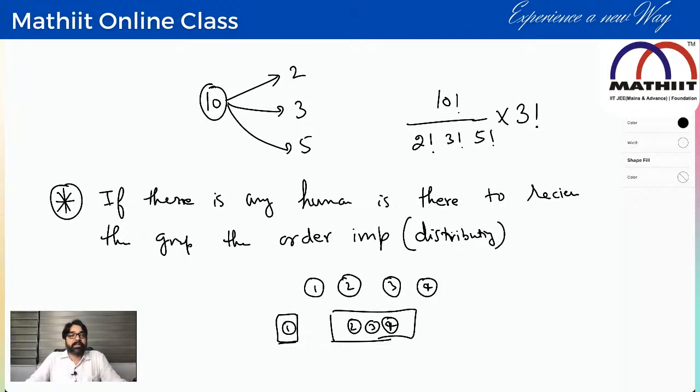All of you understood the meaning of this? Please confirm, everybody. Is this point clear to everybody? When order is important, when order is not important, is this clear? If somebody is there to receive the group, it means we have to do arrangement of the groups. Whatever number of groups are there, they will behave like objects. So if three groups are there, we can arrange them in three factorial ways. But we do that only when they specifically mention in the question that order is important, or they don't mention it but there will be some people to receive the groups. I hope it's clear to everybody.